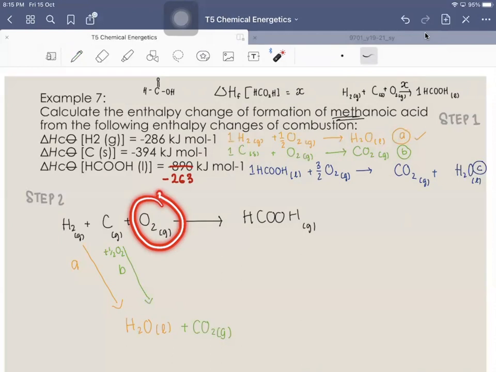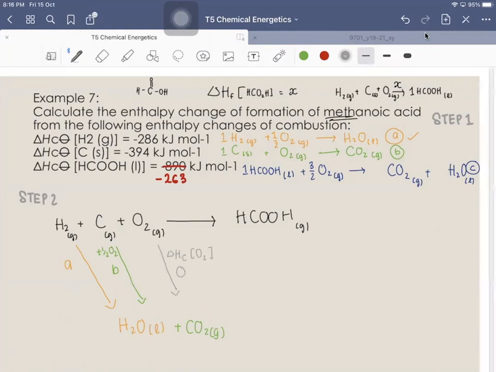Now, do you notice that we did not write the equation for the combustion of oxygen, okay? If you burn oxygen in itself, you will just be forming oxygen. You're not forming anything new, okay? So just for argument's sake, when you combust oxygen, the value is 0. So delta HC of oxygen, you can actually leave that out. It's up to you whether you want to write this in or you leave it out.